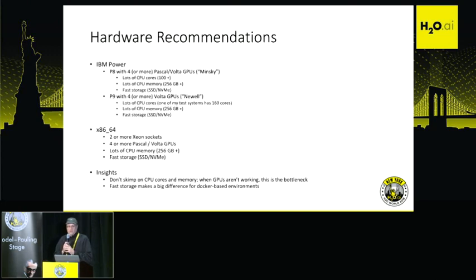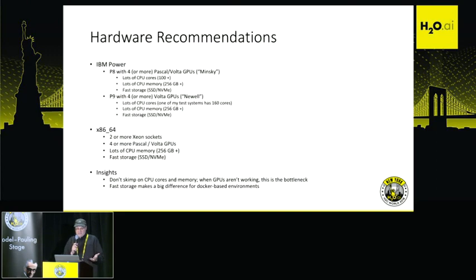So on the hardware side, we definitely recommend that you have more GPUs. More GPUs is better. And on the IBM side, a P8 with 4 Pascals, which is the Minsky box, is a great box. We've definitely got customers using that. We ourselves just got our hands on a Power 9 box with 4 Voltas, the Newell box. And for a setup like that, we absolutely recommend lots and lots of cores and lots of memory, because when the GPUs aren't working, the bottleneck is the CPUs. So the more you have, the better. Definitely don't skimp on CPUs.